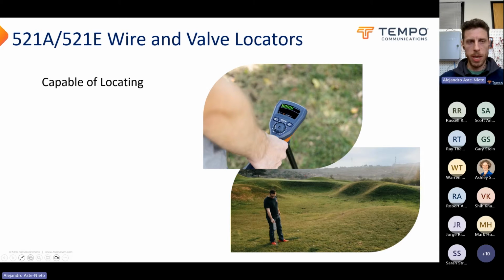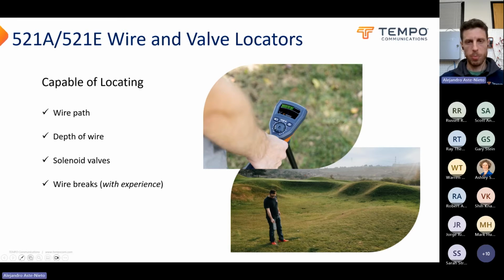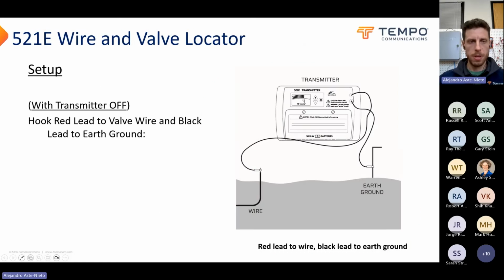So the 521A and the 521E are capable of locating the wire path. You can use it to determine the depth of the wire. You can find solenoid valves. You can find breaks in the wire as long as you understand what you're looking for and have some experience in finding these. And same with nicks in the insulation of a wire. And we'll talk about kind of what to look for there.